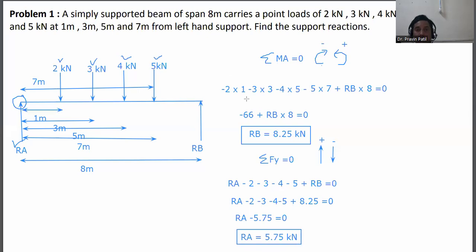So the question was to find the support reactions RA and RB. RA is 5.75 kilonewton and RB is 8.25 kilonewton. This is your final answer.